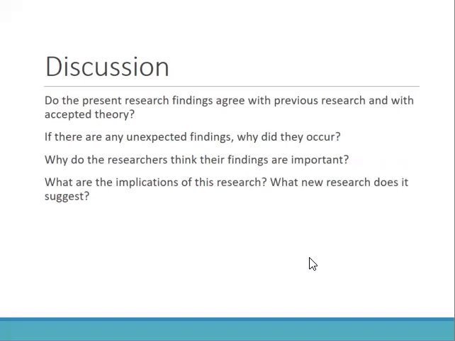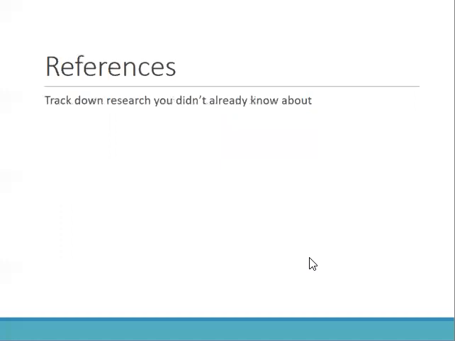They'll talk about whether the present research findings agree with the previous research and with accepted theory. They'll talk about if there were any unexpected findings and why they think they occurred. They'll talk about why the researchers think their findings are important and what the implications of this research are. What does this suggest?